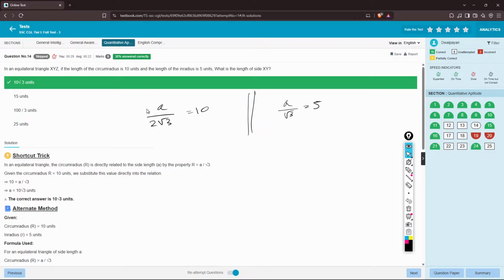Yeah, I did it otherwise. This is a by 2 root 3. From either way, it will come a equal to 10 root 3. It should have been done.